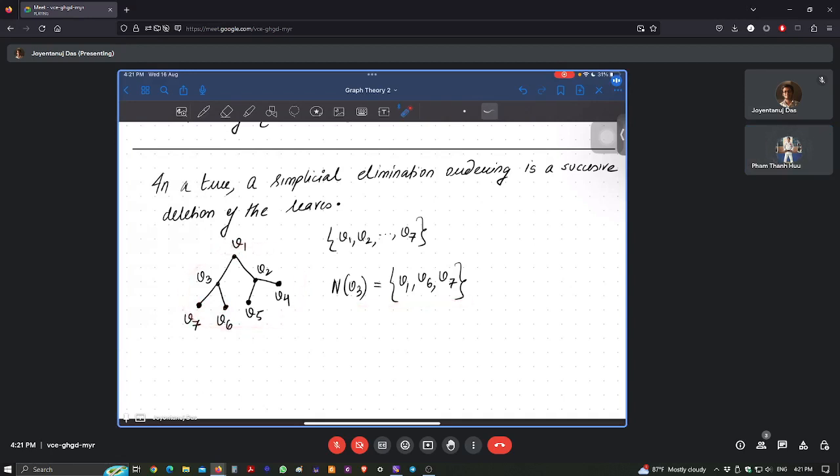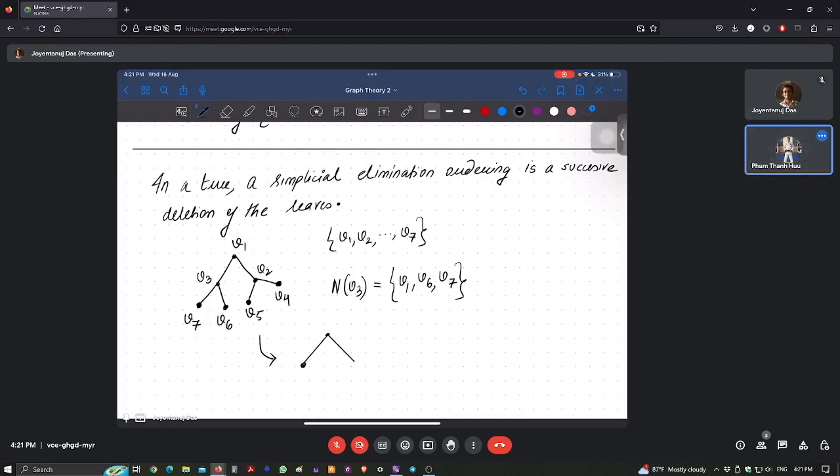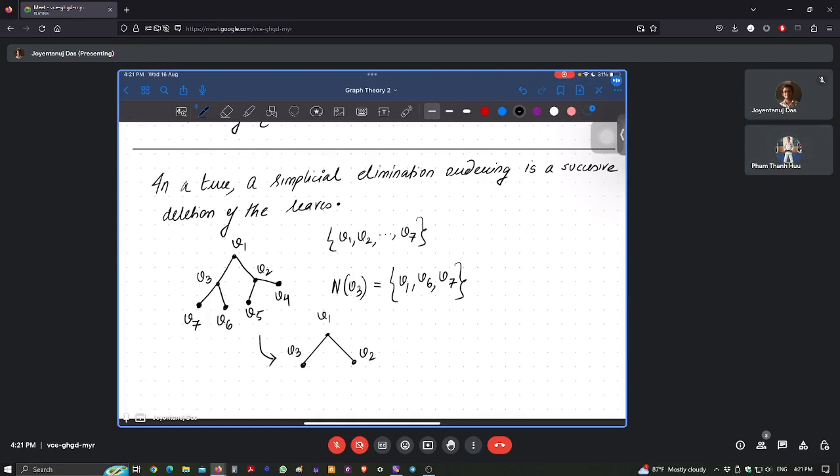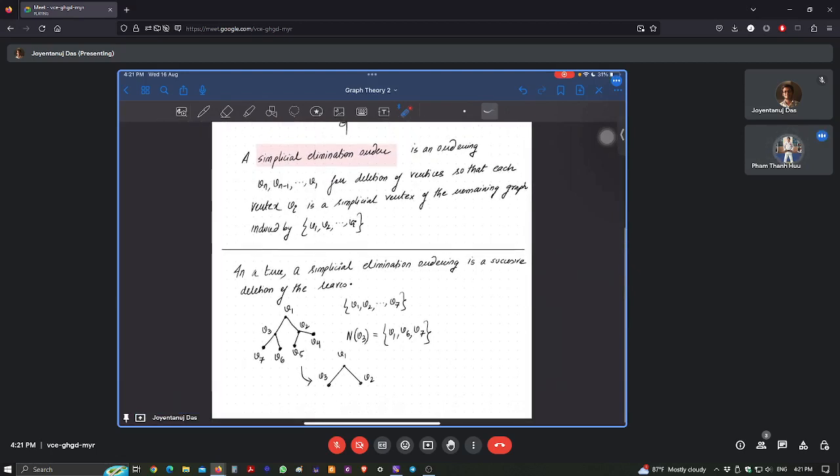But as we continue the deleting process, after deleting all the pendant vertices, I am only left with v1, v2, and v3, right? After deleting all these pendant vertices, you can see that v3 is a simplicial vertex in this remaining graph. So that is what they are stating in the definition, right? So vi is a simplicial vertex in the remaining graph.